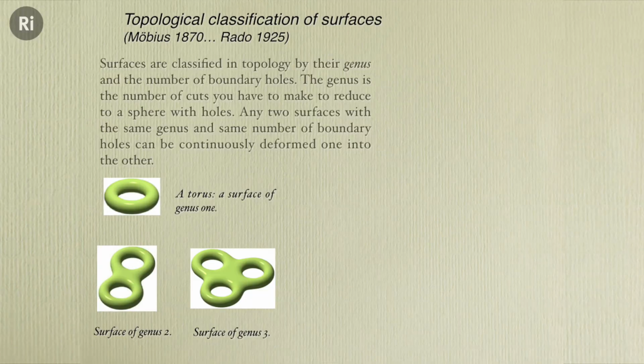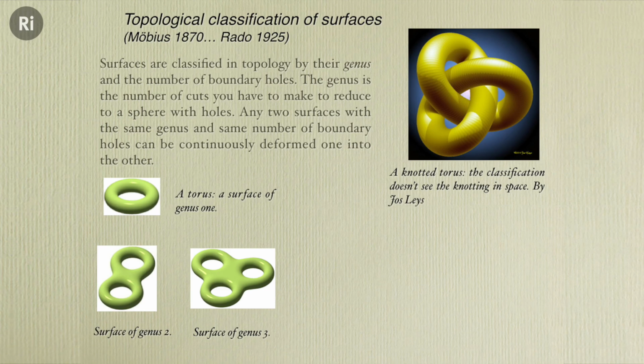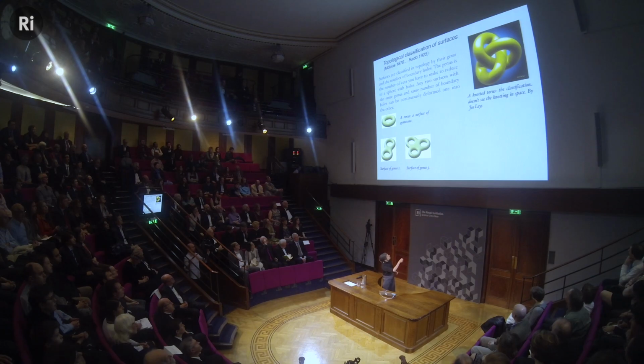So here's another one. You might think this one is different because it's all twisted up. It's still like this, but it's all twisted up. But it's only twisted up from the viewpoint of how it's been put inside three-dimensional space. And the classification that we're talking about doesn't see how it's sitting in three-dimensional space. Still, if you made one cut, it would still fall apart into this sort of cylinder with two ends, so it's still a torus.